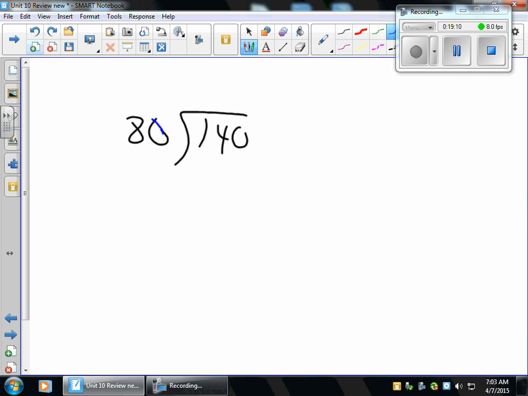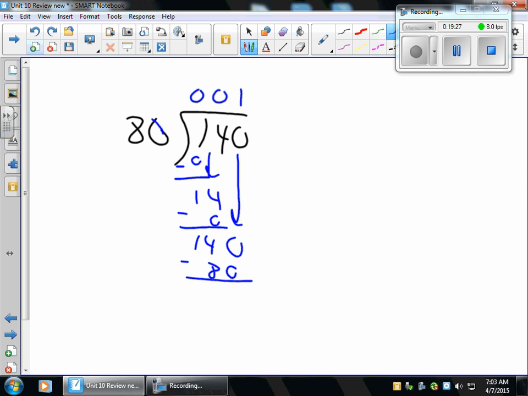80 goes in, I better make this an 80. 80 goes into 1, 0 times. Subtract 1, bring down the 4. 80 goes into 14, 0 times. Subtract. Bring down the 0. How many times does 80 go into 140? Once. So we have 80. Subtract. And we've got a 60 here.